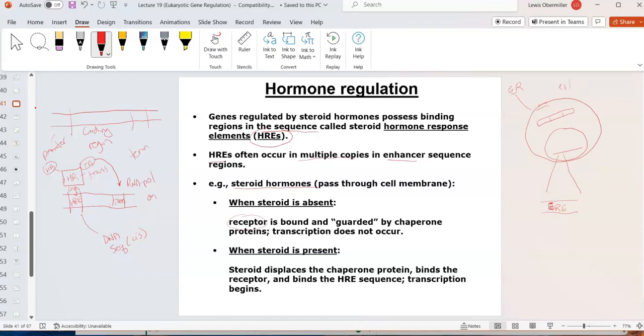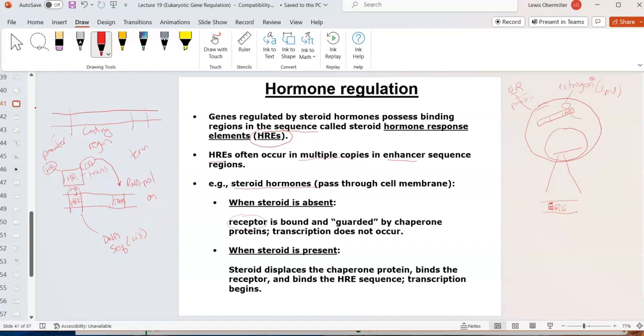So estrogen is produced, or you're exposed to it, passes through the membrane and binds to the estrogen receptor. So this is a protein. Remember, this is a lipid. So it's going to bind here. Let's say that this is the hormone binding region. So estrogen binds here. Let's just make it a circle.